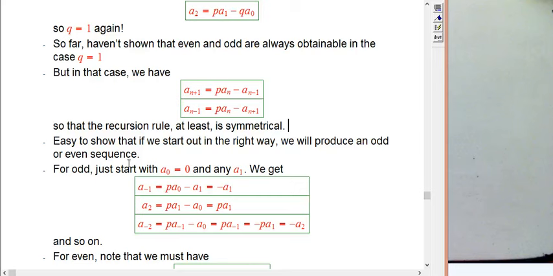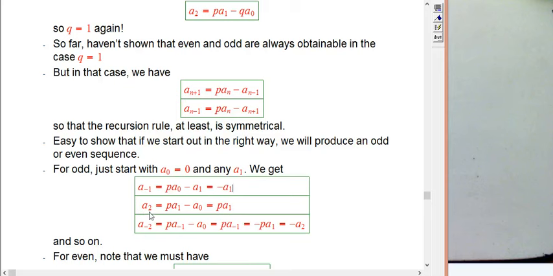So let's produce an odd sequence. We've got to start out with A naught equals 0, or else we're just going to be screwed. Any A1 should work. We should always be able to scale these things, so there shouldn't be any constraint on A1. And then we just start using either the forward or backwards recursion rule. The backwards recursion rule, A minus 1, put this in and put this in with A naught equals 0, you get minus A1.